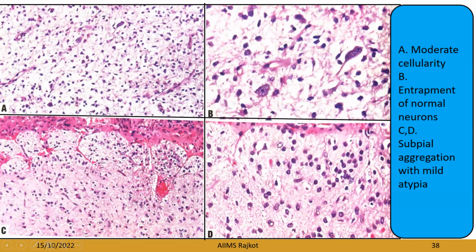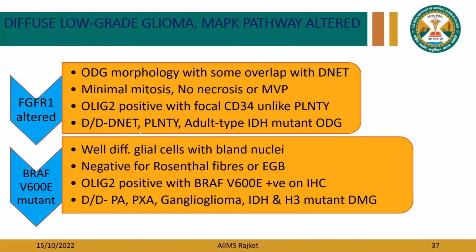BRAF mutant shows well-differentiated bland cells with bland nuclei. However, it is negative for Rosenthal fibers or eosinophilic granular bodies. So the absence of Rosenthal fibers and EGBs helps to rule out pilocytic astrocytoma, pleomorphic xanthoastrocytoma, and ganglioglioma. This tumor is OLIG2 positive with BRAF positive IHC. Next.